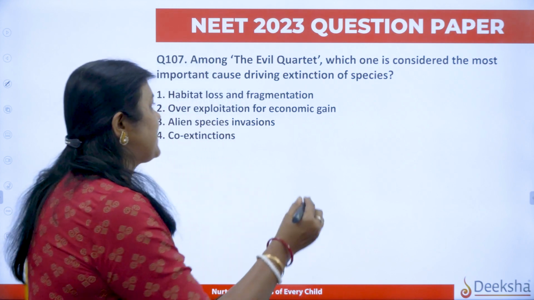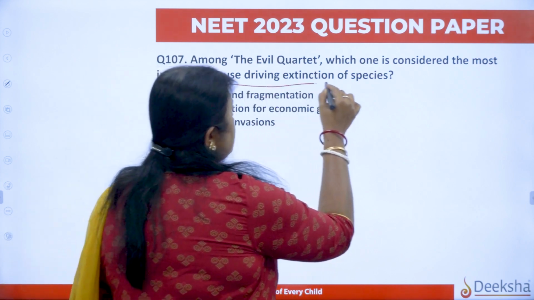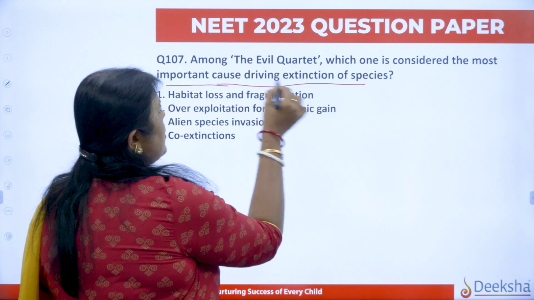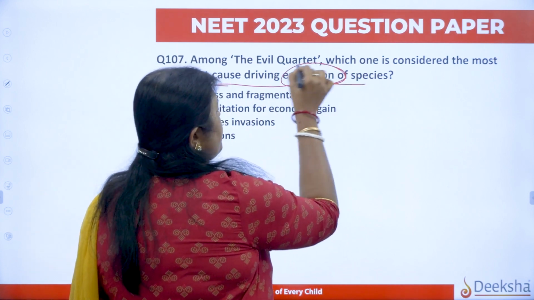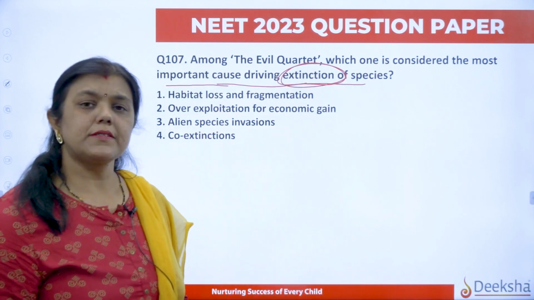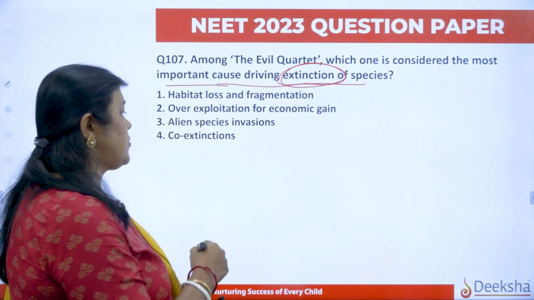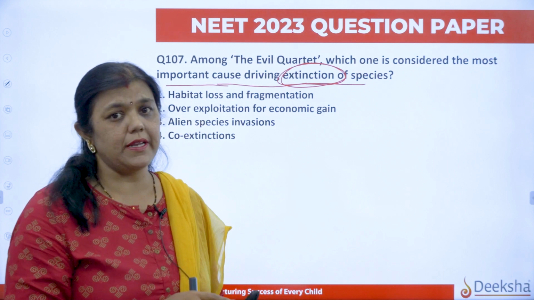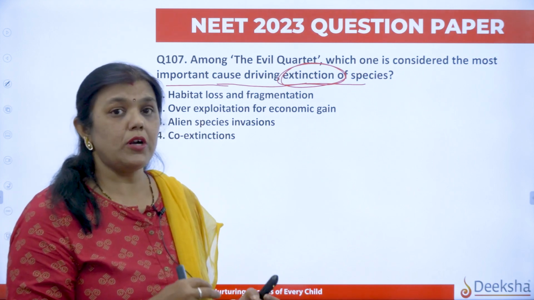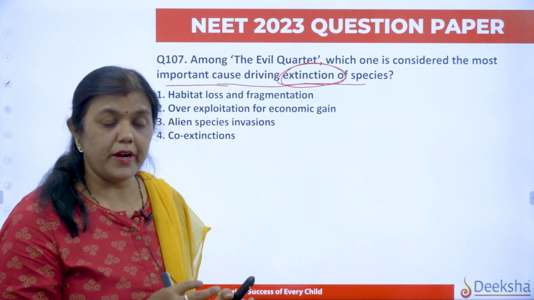Now here the question clearly says cause. What is the most important cause driving extinction of species? Why will there be an extinction of species? What is the important cause over here? See, if I say co-extinction, 2 species are getting extinct, but that is not the most important one. I hope you got it right.